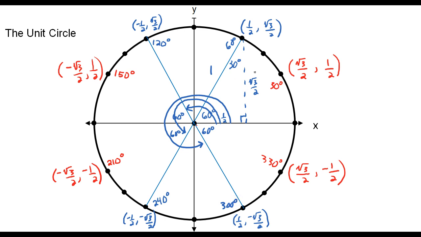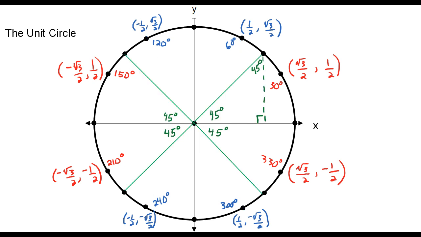Alright, we need one more set to look at. We're going to look at the 45-degree angles. Okay, let's look at the 45-degree reference triangle that we did at the end of class last week. Again, if my r is 1, then using Pythagorean's theorem, I'm going to get radical 2 over 2 and radical 2 over 2.